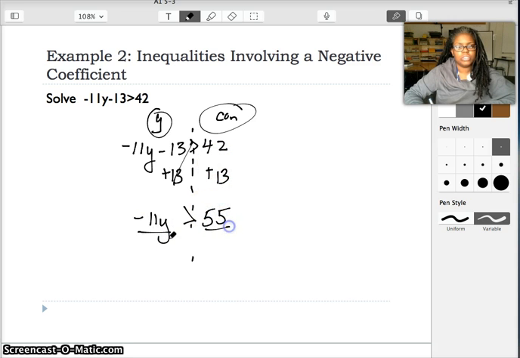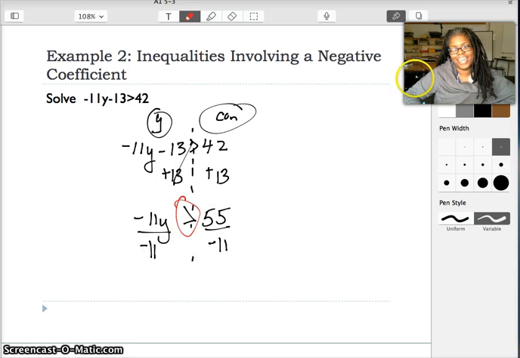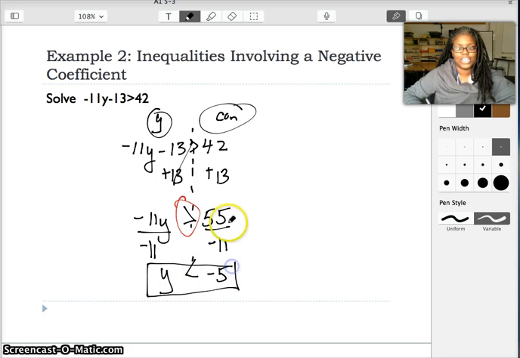The next thing I'm going to do is divide both sides by negative 11. I hope you heard that. I want you to have that weird sound in your mind every time you divide or multiply both sides of an inequality by a negative, because I want to alert you to the fact that when you do that, the sign changes. Please don't be mad at me for that. All right, so the sign flips because I'm dividing both sides by a negative 11. So I'm left with y is less than negative 5, and that's my final answer. Let's take a look at another example.